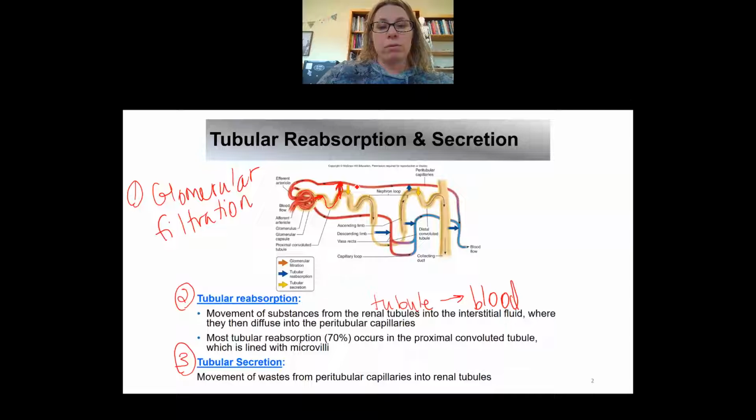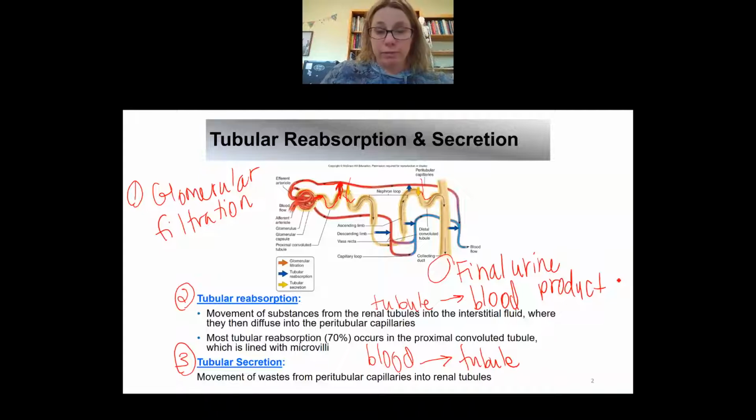Now, some substances don't get filtered out through glomerular filtration and leave the nephron through the bloodstream, and those things can then be pumped into the tubule through tubular secretion. So that's going from the blood into the tubule. And then by the time you get down here in the collecting duct, you're going to have the final urine product.